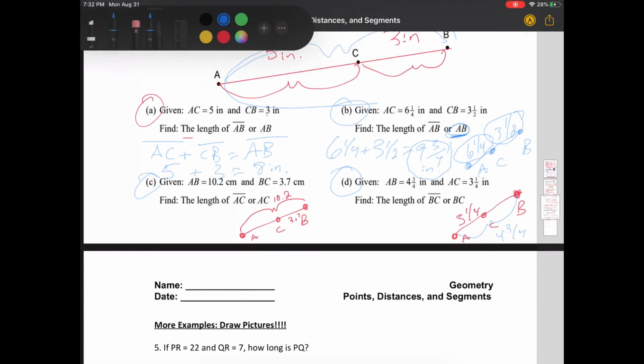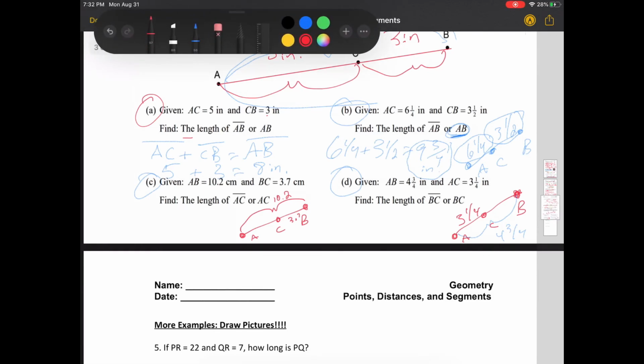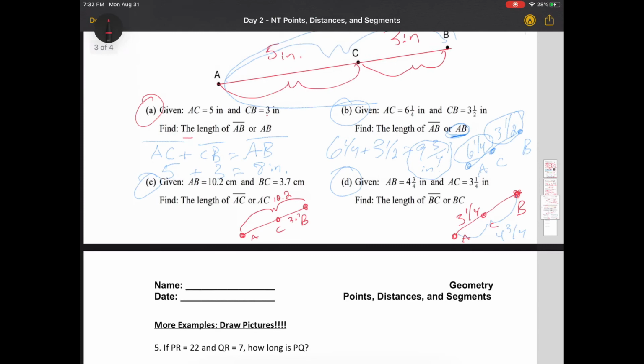Now C, a little different, but nothing too crazy. We're still using the same principles here. So A to B, meaning the measurement of the entire number line, is 10.2 centimeters.